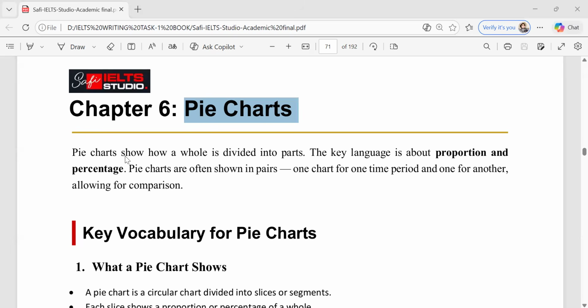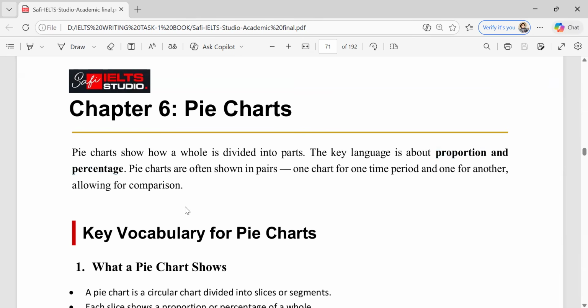First of all, pie charts, you do understand, show how a whole is divided into parts. So the whole is divided into parts. So the key language is all about proportion and percentage, about these two things. The language they will use would be about proportion and percentage.